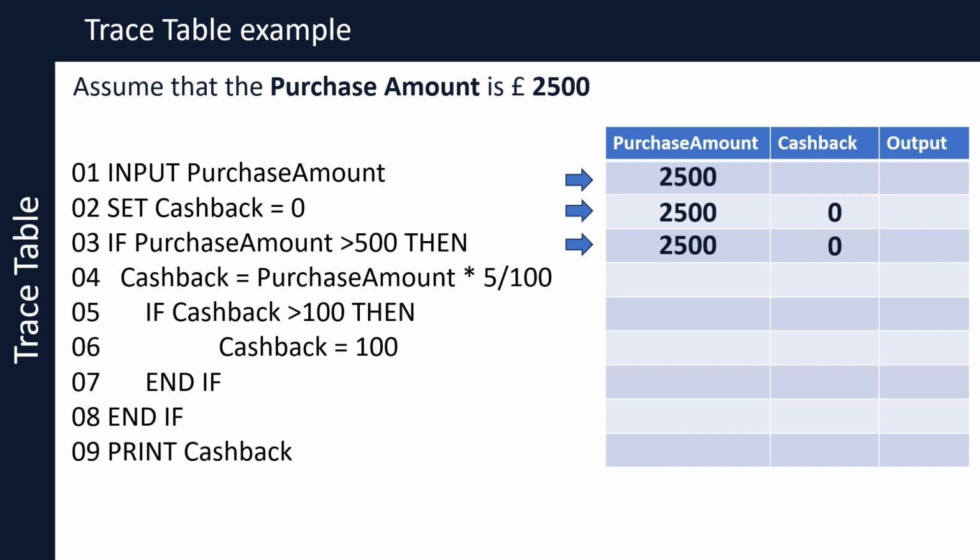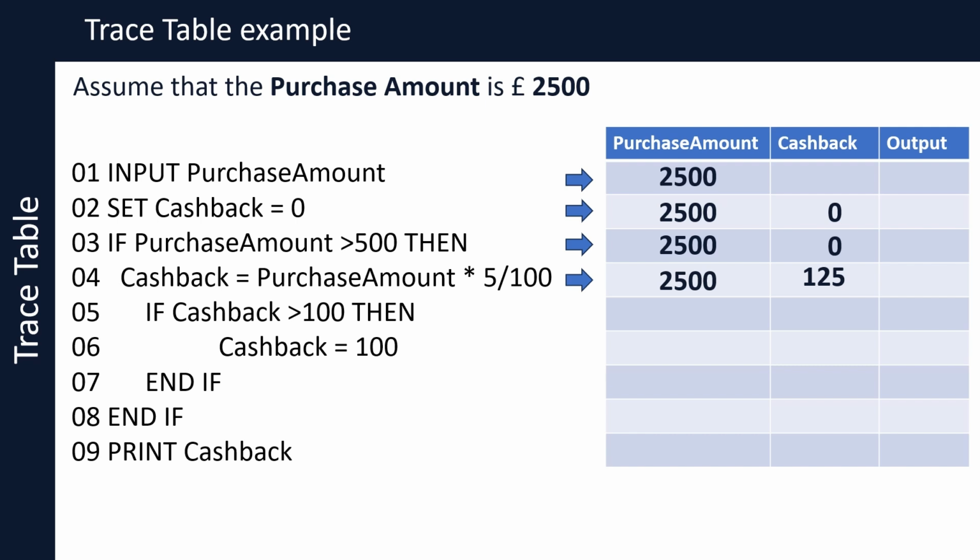Since the purchase amount is greater than 500, we enter the if statement and move to line 4. Here, we calculate the cashback amount as 5% of the purchase amount by multiplying the purchase amount by 5 over 100 and store the answer, which is 125, in the variable cashback. Hence, we record the cashback under column 2 as 125 in the fourth row. And since there is no change to the value of the purchase amount, we record it as 2,500 under column 1.